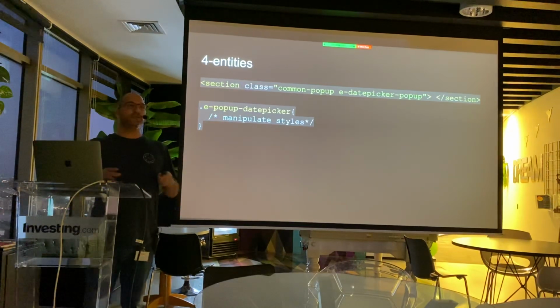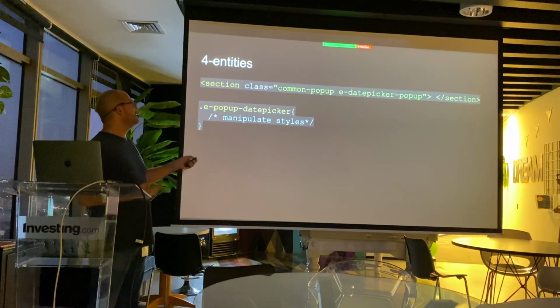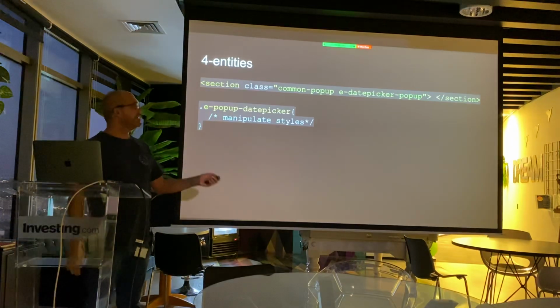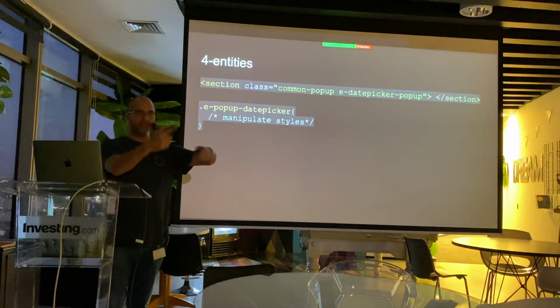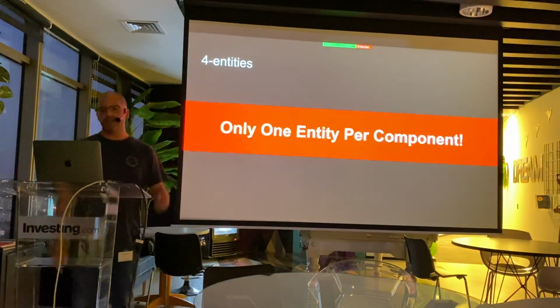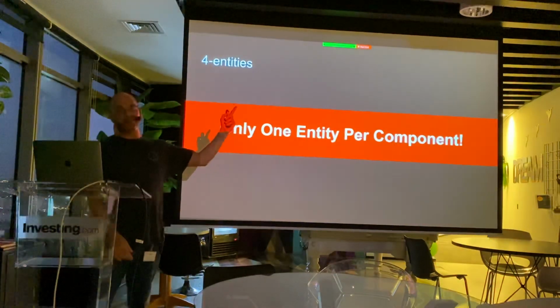This way, I'm sure that it will override and I'll not need to give you 2 classes, like common pop-up and pop-up date picker. Understand the idea? Okay. And I'm using only one entity for a component.